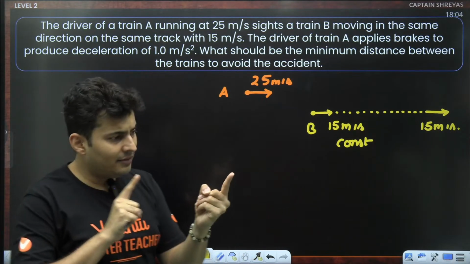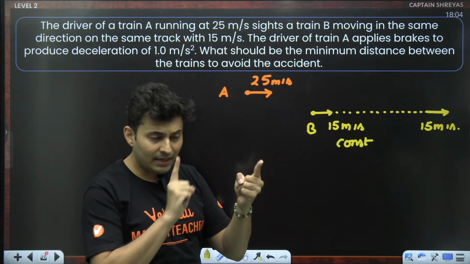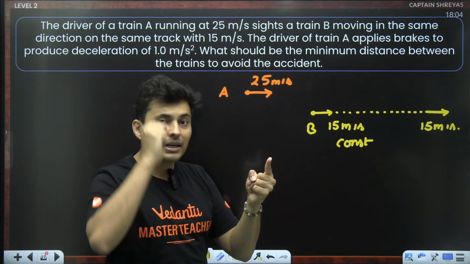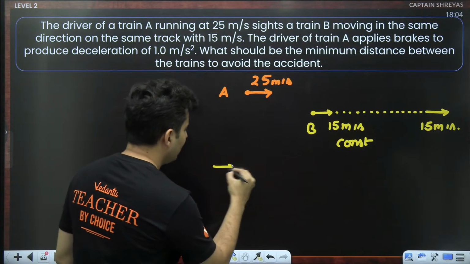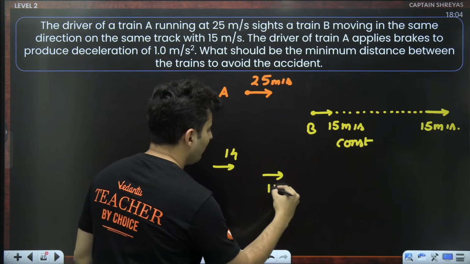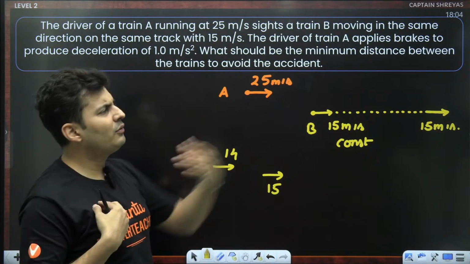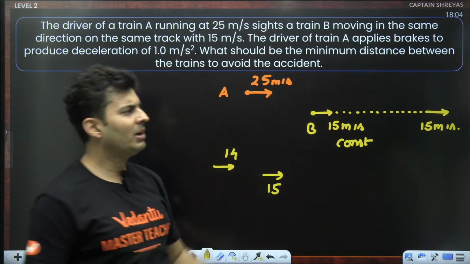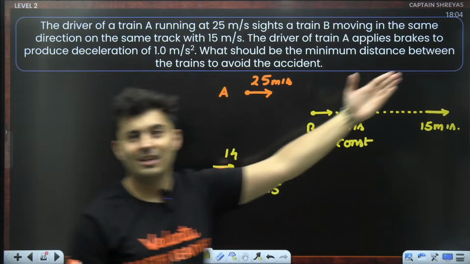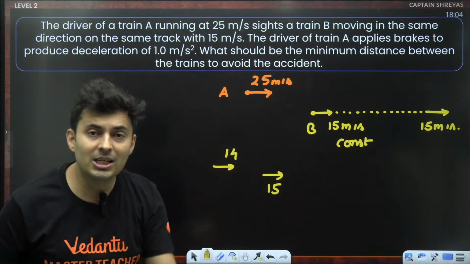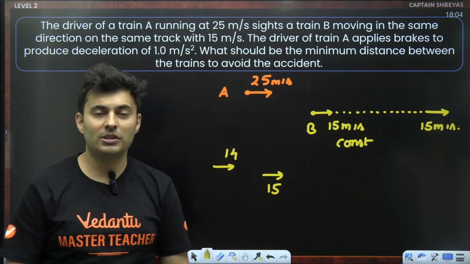But even if A is behind B, and by chance at some time A's velocity becomes, instead of 25, it becomes 14. Think about it. This is 14, B's velocity is 15. The gap between them will increase. You are safe. It's okay. I might be following that train ahead of me, but my speed is less. No issues. Train ahead of me will move faster. So my speed has to be at least lesser than B's velocity so that I can prevent that collision.